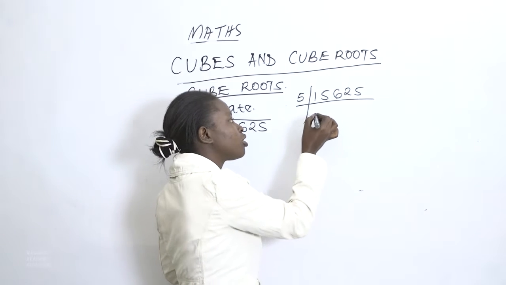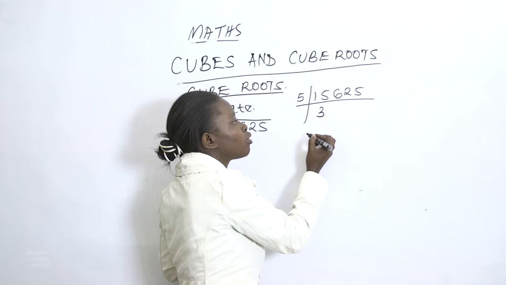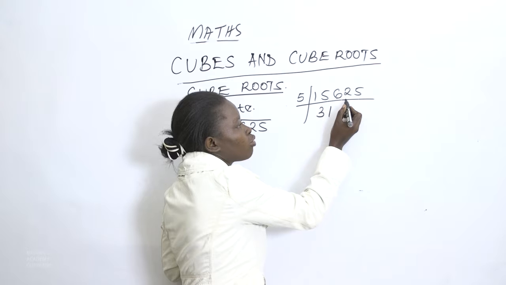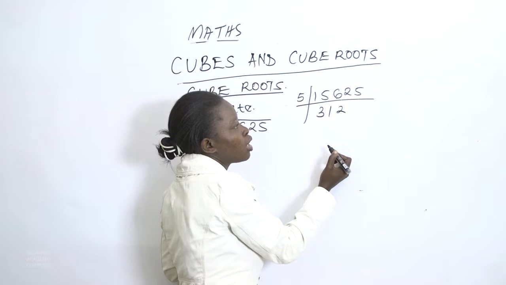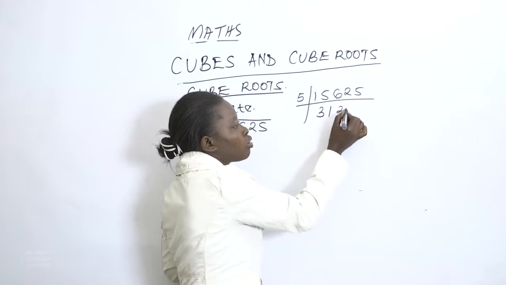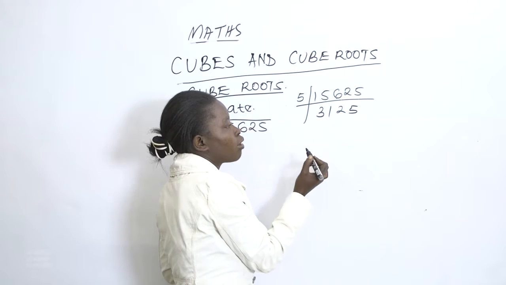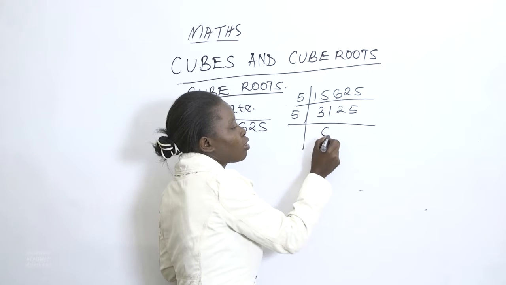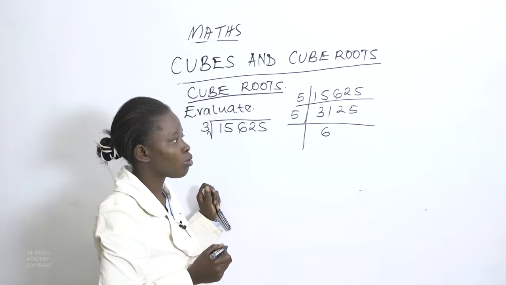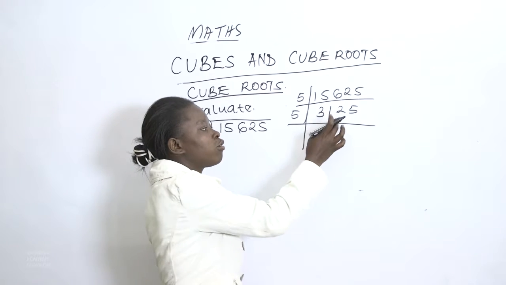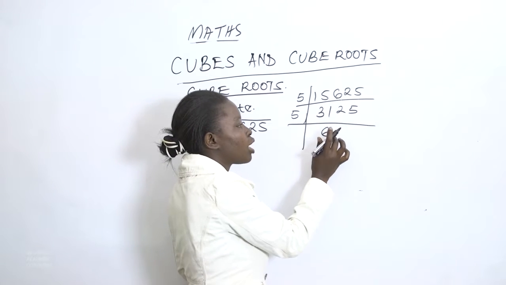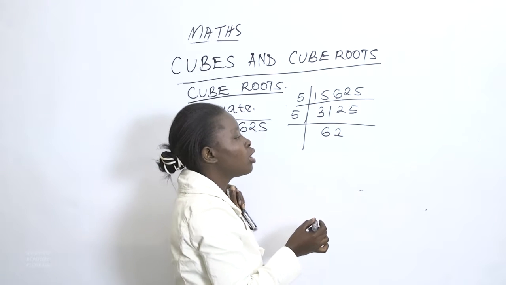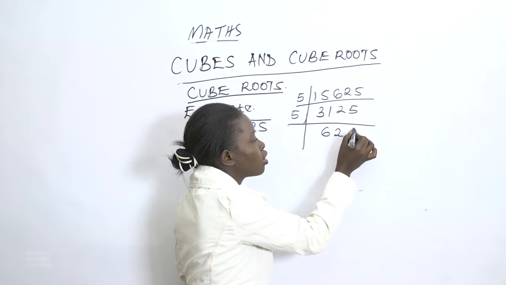So 5 into 15, that is 3. 5 into 6, 1. We have a remainder of 1, which makes this 12. 5 into 12, that is 2 because of 10. We have a remainder of 2, and 5 into 25, we have 5. Our next prime number is still 5. 5 into 31, that is 6 because of 30. We are left with a remainder of 1. 1 makes 12. So 5 into 12, we have 2 because of 10. We are left with a remainder of 2. And 5 into 25 is 5.